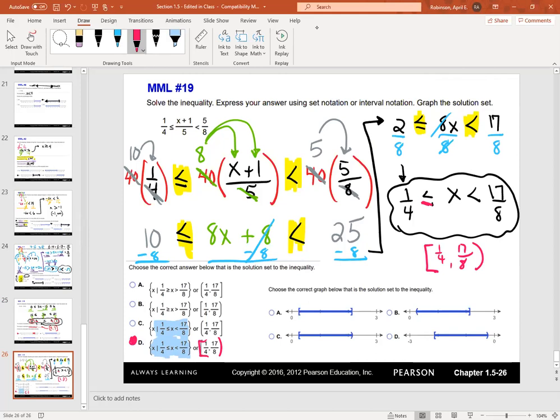And then I just looked for the graph that looks just like that too. Bracket to parenthesis, bracket to parenthesis. This one is a bracket to a parenthesis, and so is this one, bracket to parenthesis. However, both of these numbers are positive. This is a positive 1/4 and a positive 17/8. If you look at choice D, here's 0, and it's to the left of that. So these would be negatives. So it's got to be choice C, positive. And that's the end of section 1.5.